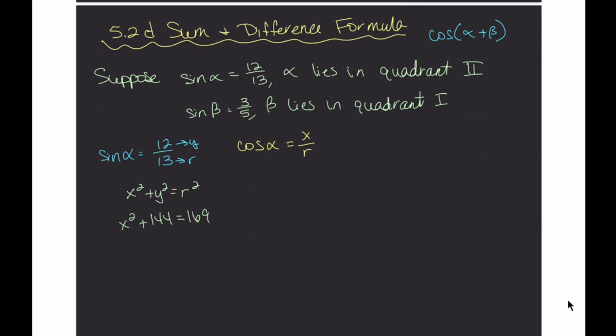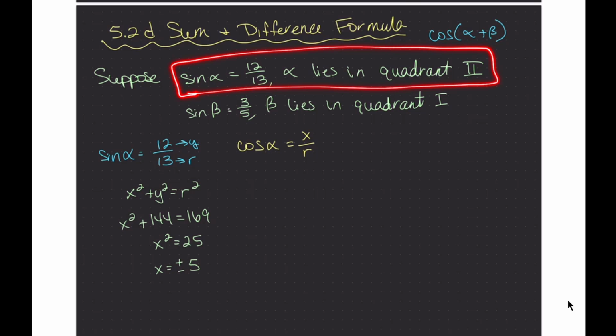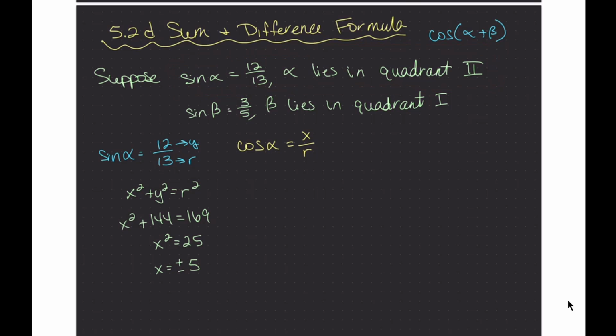What are we going to do? Yep, x squared is going to equal 25. X is going to equal positive and negative 5. Now we need to figure out if we need the positive 5 or the negative 5. It's quadrant 2, so my x is going to be negative. Everybody good with that? So I can now say that my cosine of alpha is going to be negative 5 over 13.